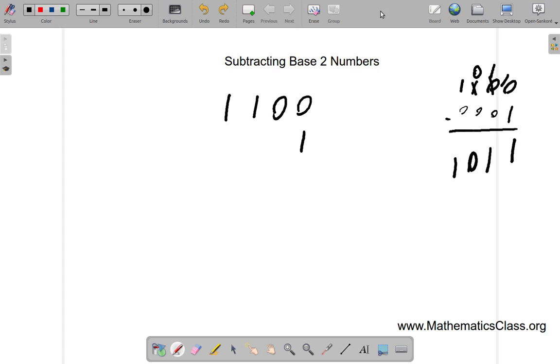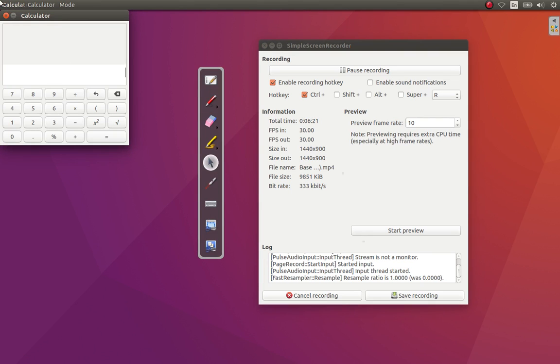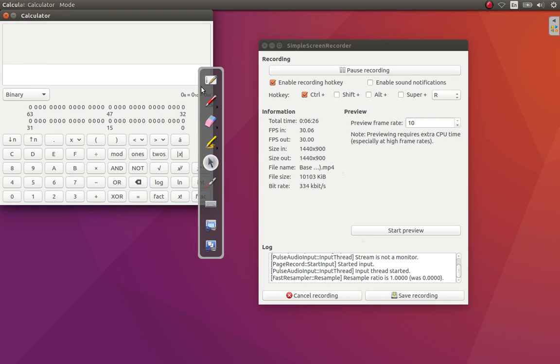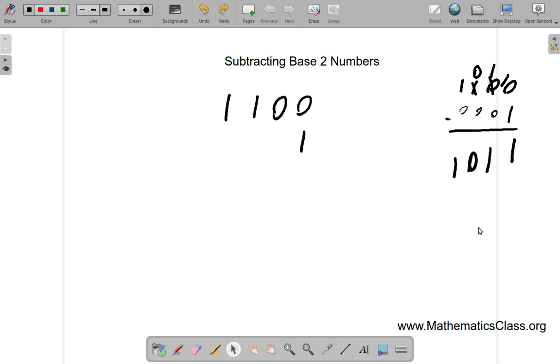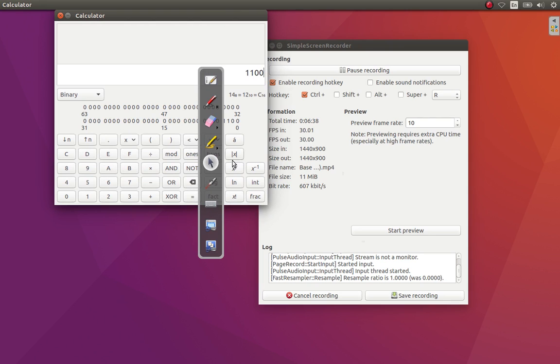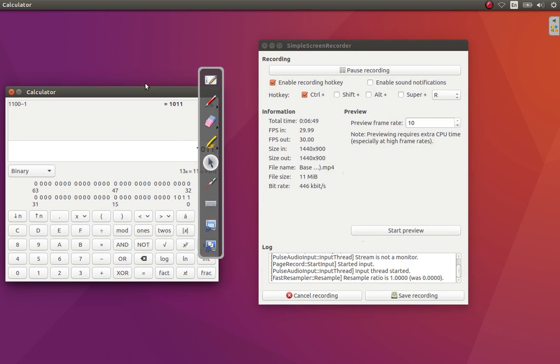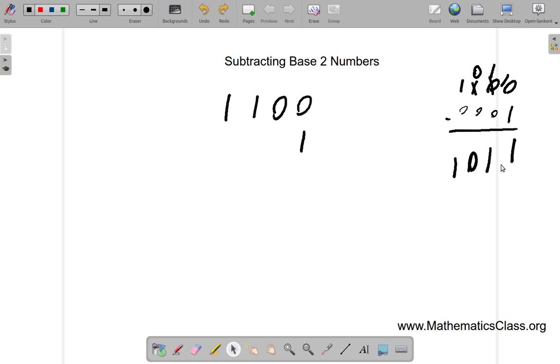Let's test it out a bit before we go any further. We're saying 1100 minus 1. My calculator here is in programming mode and it's in binary. 1100 minus 1 gave us 1011. So it was right, 1011.